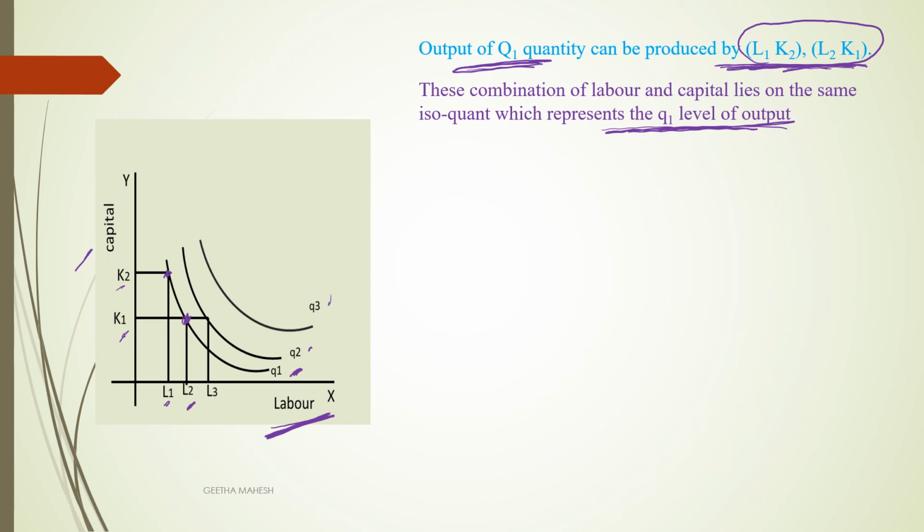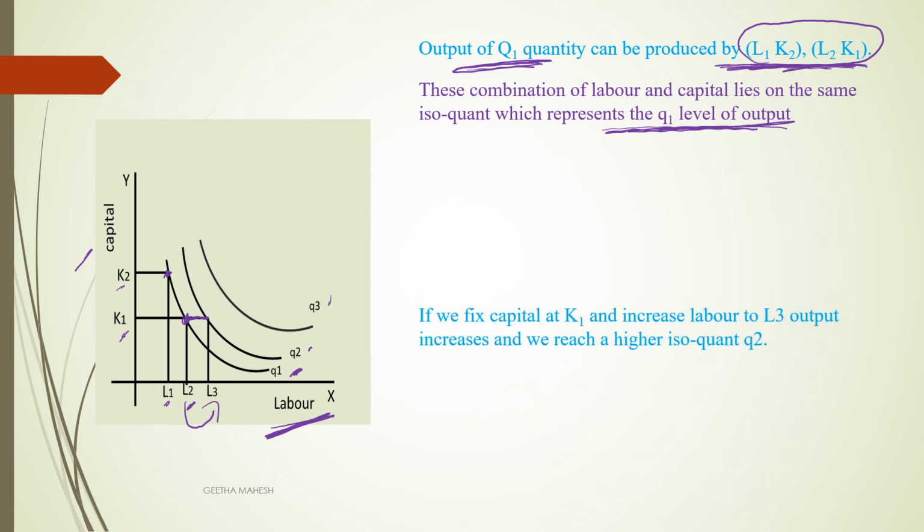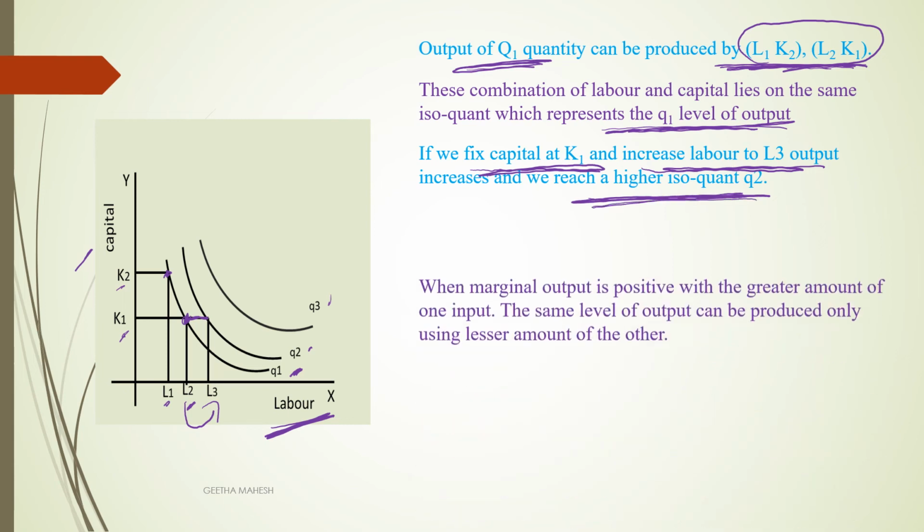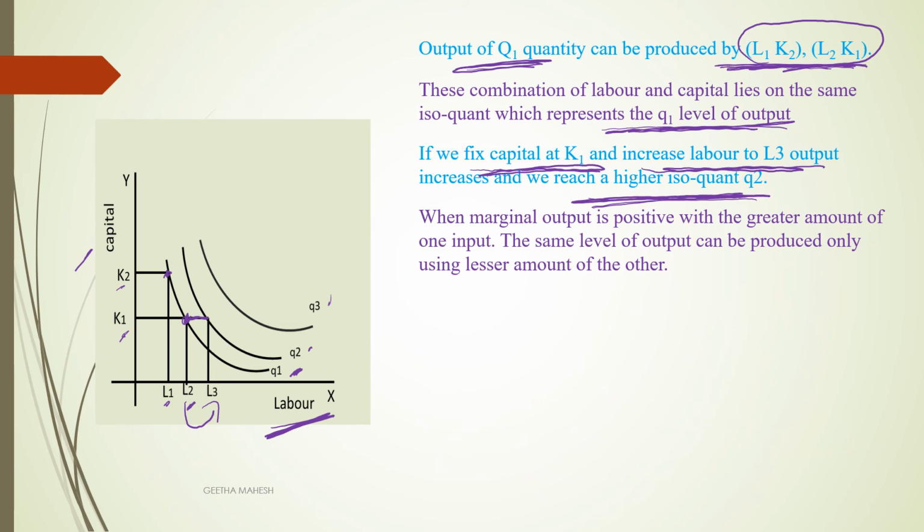If we keep capital constant and just increase the labor from L2 to L3, then you will move on to a higher isoquant. So fix the capital at K1 and just increase the labor to L3, then you will move on to a higher isoquant and you will produce more quantity than the previous one.